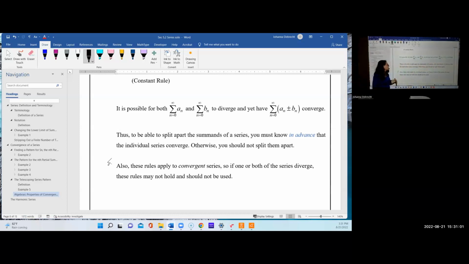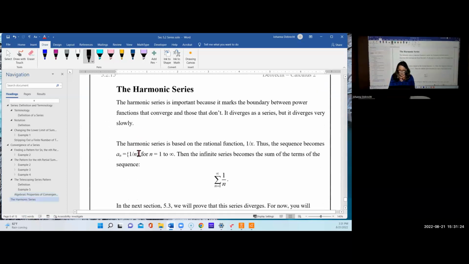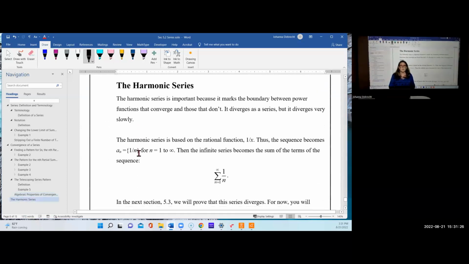So it is possible. Basically, the rule of thumb is that to split apart the summands of a series, you have to know in advance that they converge. Otherwise, don't split them apart. These rules only apply to convergent series, so we can only split them when we already know they converge. And the same is true about pulling out the constant. It doesn't mean that it doesn't hold, we're just not guaranteed that it holds.